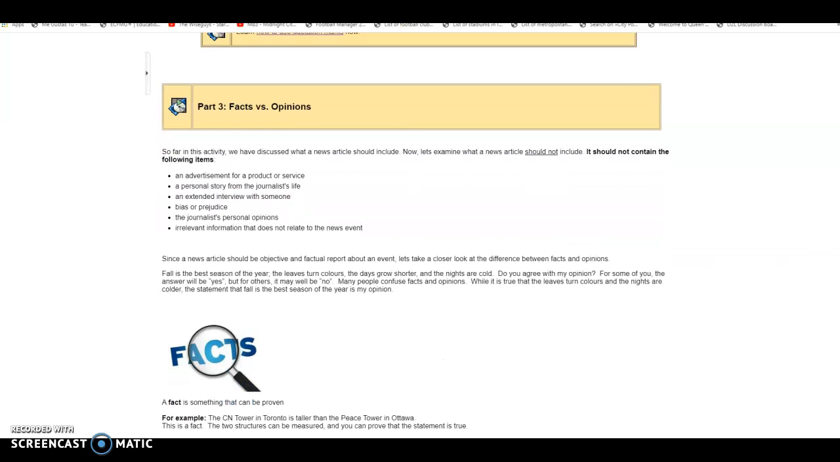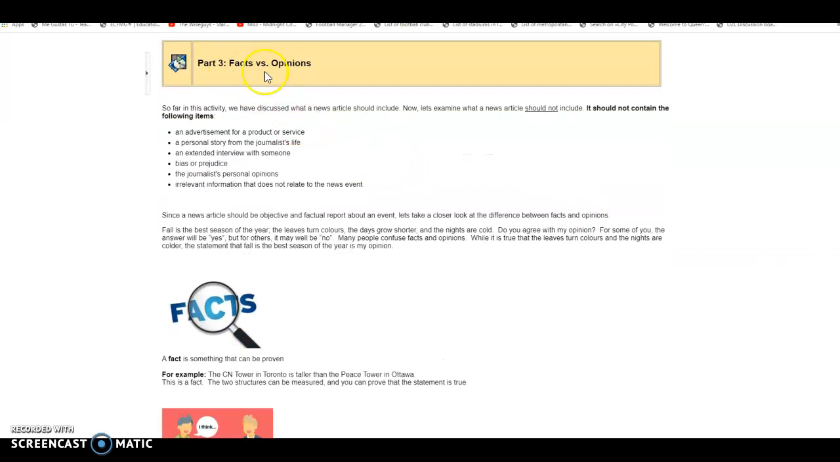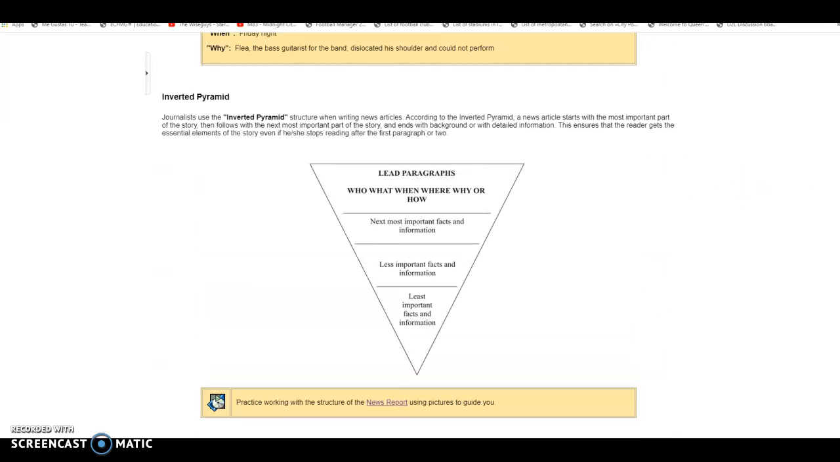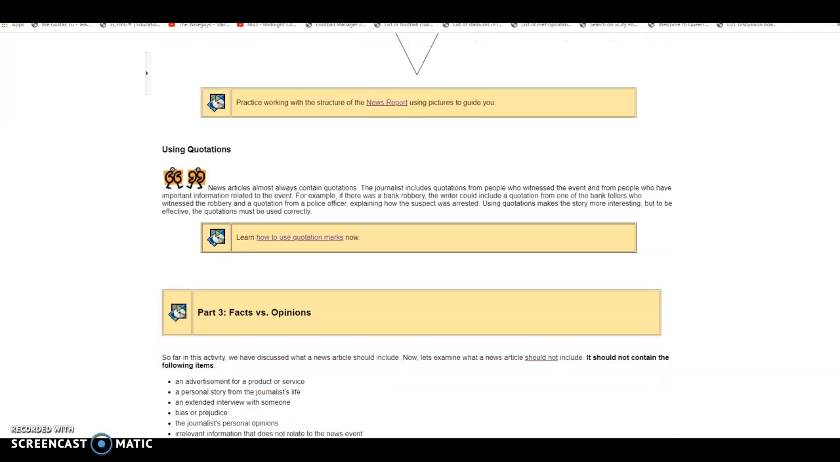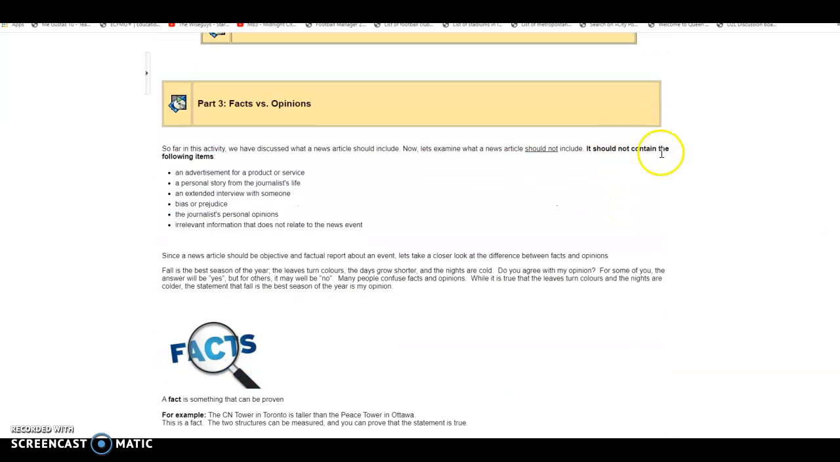All right, the last part of this activity is about facts and opinions. When you write a news article, you should be sticking to facts. We're not writing opinions. Later in this semester, we'll get into opinion writing in a couple of different forms, but news articles should stick to the facts. So we've already discussed above here what a news article should look like in the different parts. Now let's look at what it should not include.